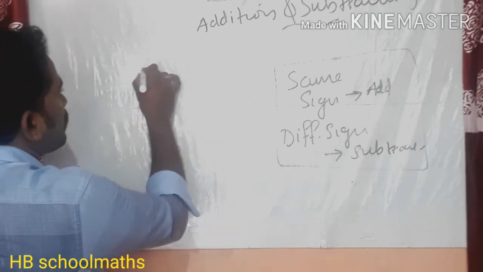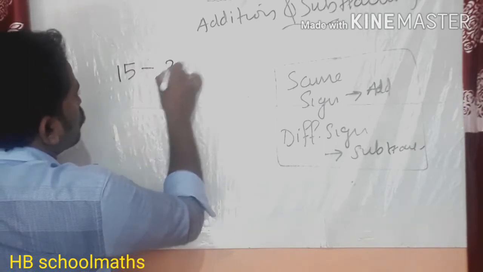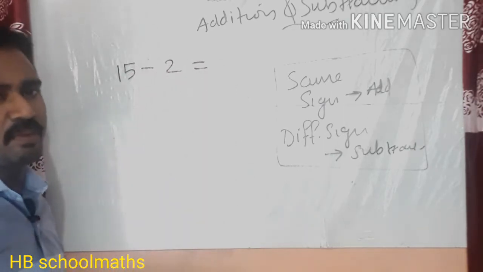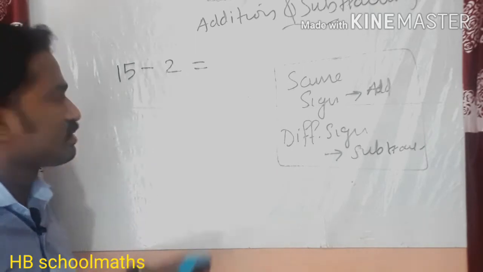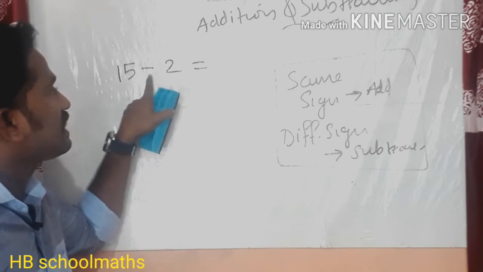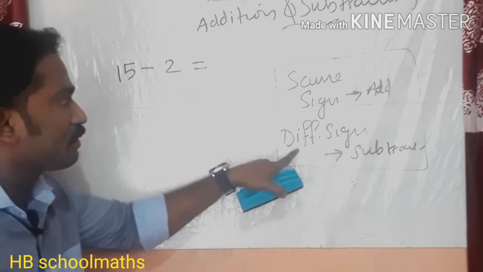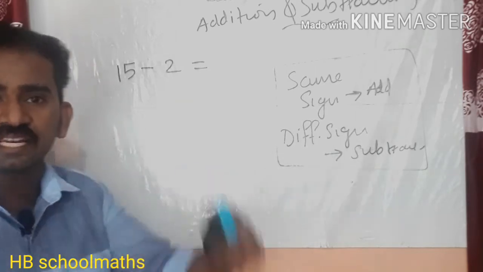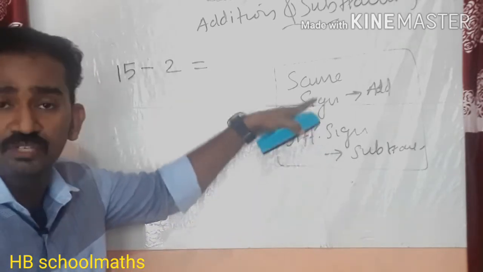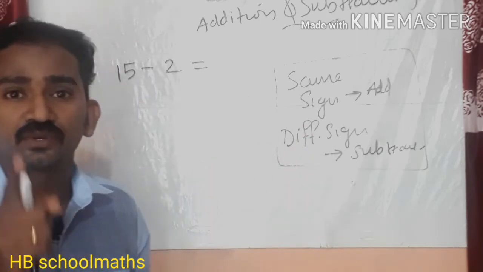See here, 15 minus 2. One simple question. 15 minus 2 is 13, we know that. But 15 is positive, and 2 has a minus sign before it. So it is a different sign: one number positive, one number negative. What will you do? We have to subtract them. So keep these two things in your mind. Don't forget them.